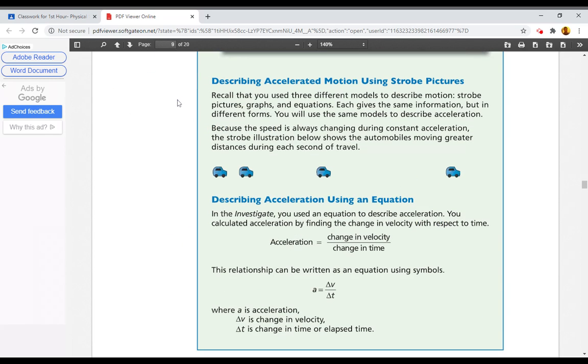Describing accelerated motion using strobe pictures. Recall that you used 3 different models to describe motion: strobe pictures, graphs, and equations. Each gives the same information but in different forms. You will use the same models to describe acceleration. Because the speed is always changing during constant acceleration, the strobe illustration below shows the automobiles moving greater distances during each second of travel.